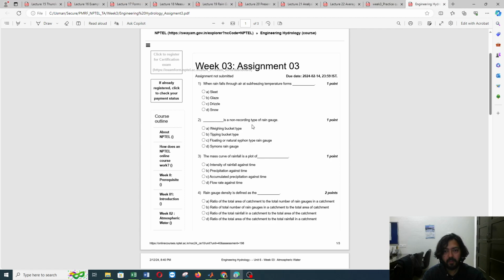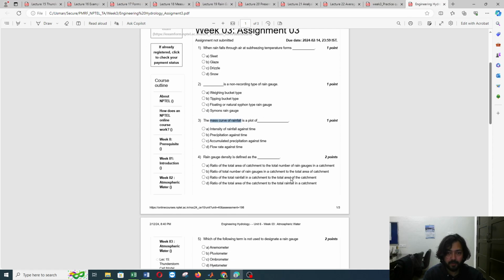So, there is a non-recording type of rain gauge, and what is it called? I won't disclose the answer here, but we have covered this in today's session. There are only two types of gauge stations, recording and non-recording, and non-recording is also known as what type of station. Also we looked into the mass curve of rainfall. What does the mass curve of rainfall give us? We discussed this in today's session also. Then, what is rain gauge density? This is the first definition that we covered when studying the rain gauge network.